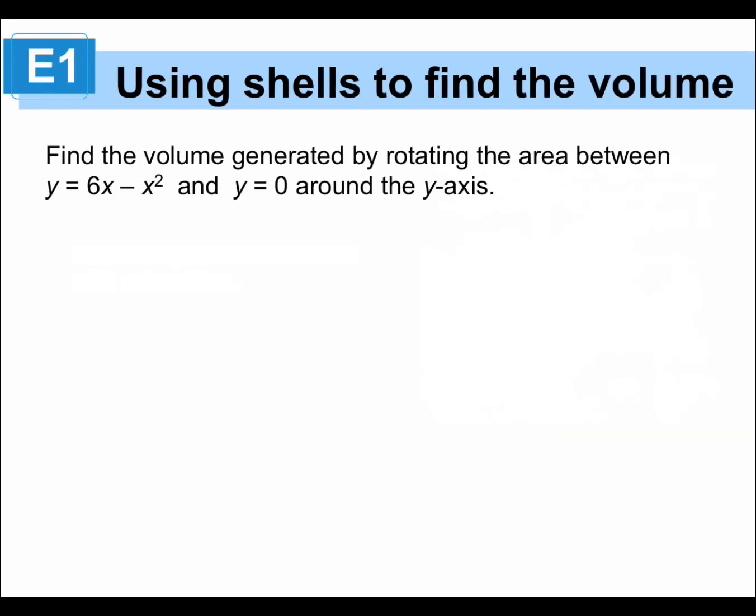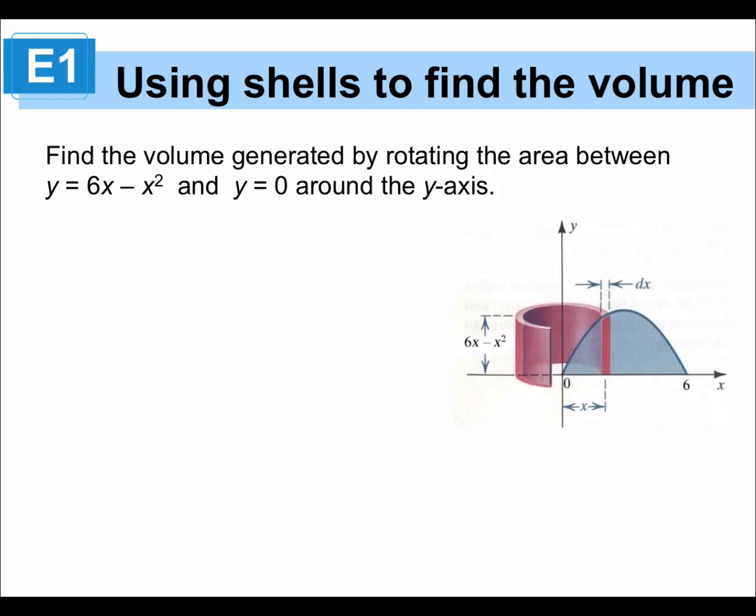Okie doke. Let's try it, shall we? Any idea what 6x minus x squared looks like? Could you guesstimate? The upside down parabola. Yeah, it's an upside down parabola. That's the blue part that has 1 point at 0 and 1 point at 6. Got the whole shell in there for you.